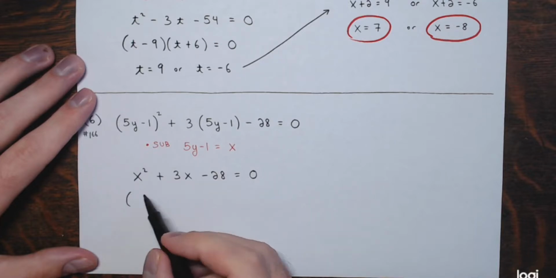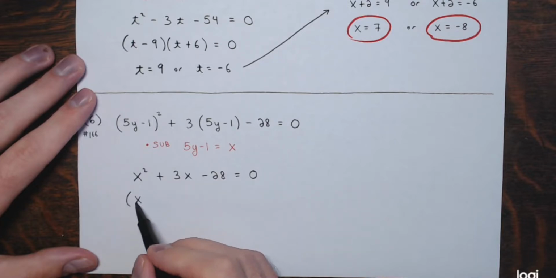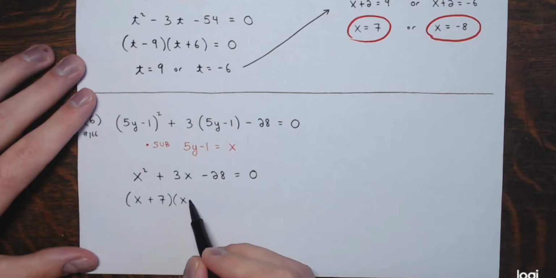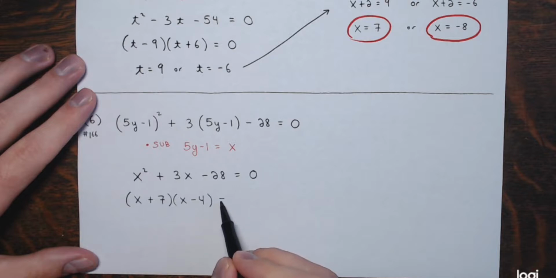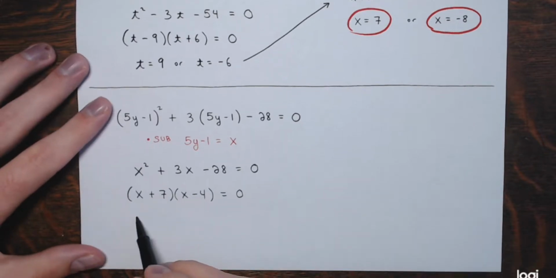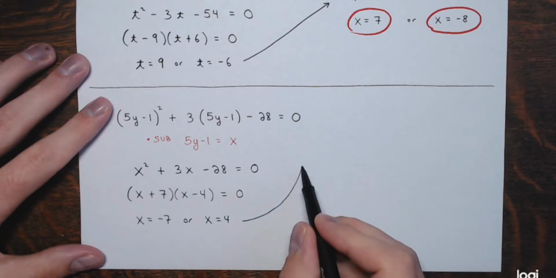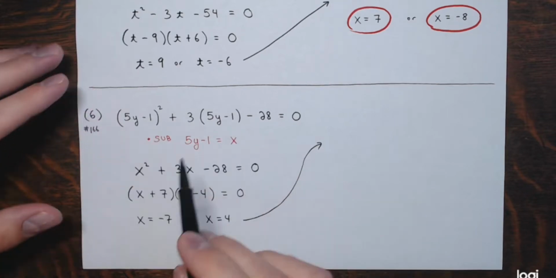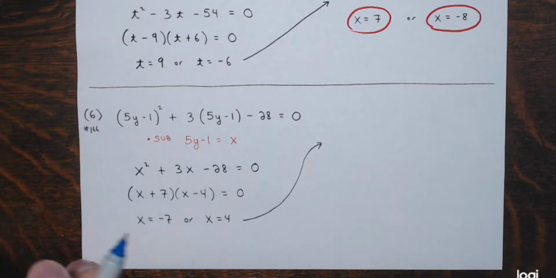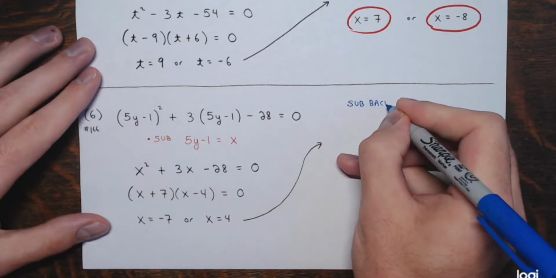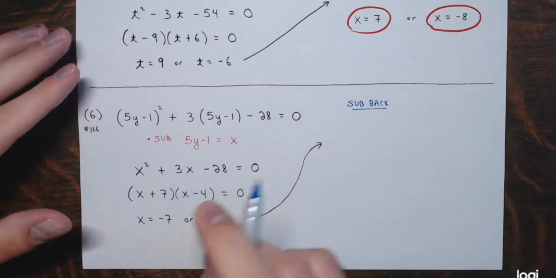Once more, we have a factorable polynomial here. This factors to (x + 7)(x - 4) = 0. And we see the solutions in x are -7 or positive 4. Alright, but I don't want to solve for x. I want to solve for y, the original variable. So once again, we sub back, go back to expressions with the original variable.